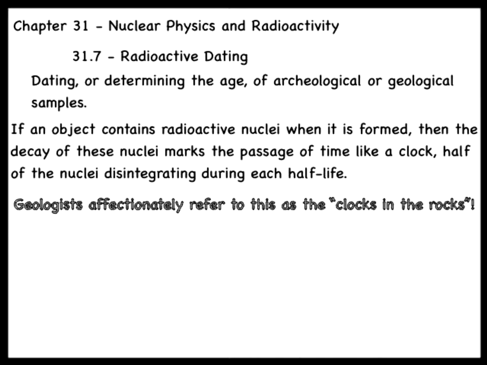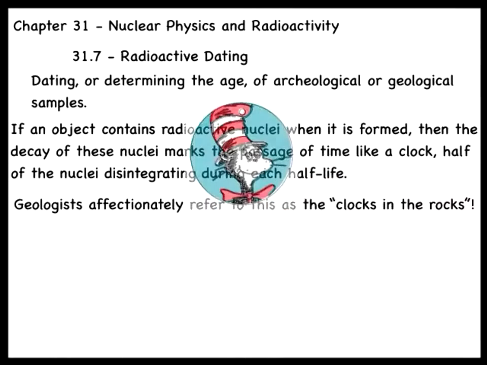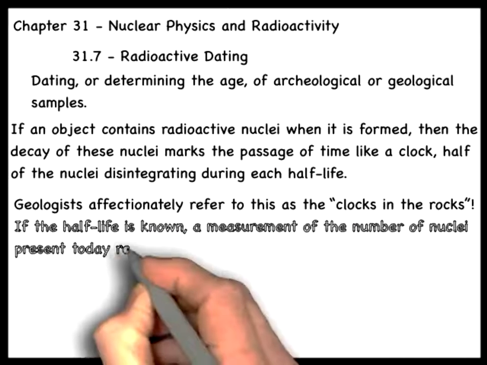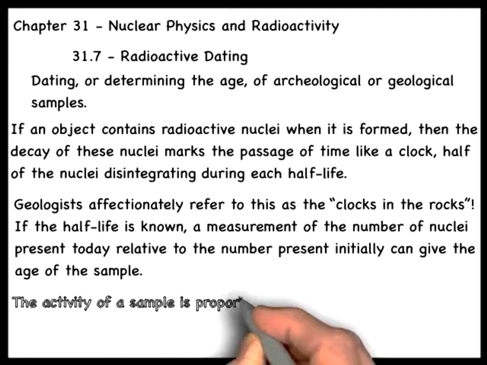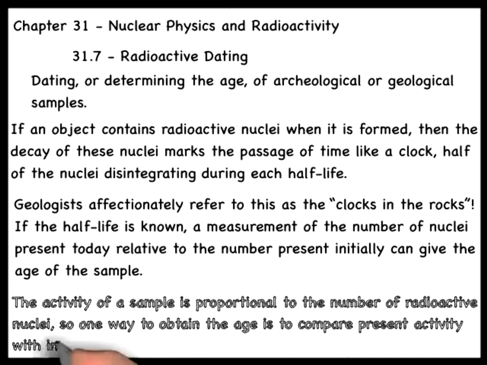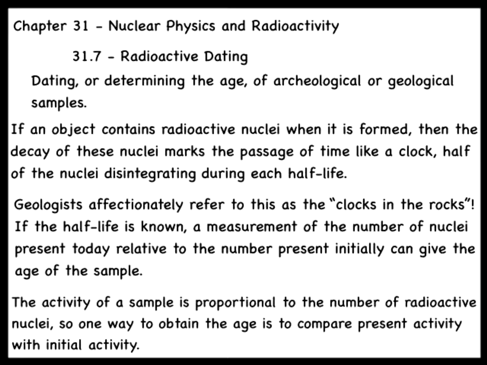Geologists affectionately refer to this as the clocks in the rocks, a description that would have made Dr. Seuss proud, no doubt. If the half-life is known, a measurement of the number of nuclei present today relative to the number present initially can give the age of the sample. According to equation 31.4, the activity of a sample is proportional to the number of radioactive nuclei. So one way to obtain the age is to compare present activity with initial activity. A more accurate way is to determine the present number of radioactive nuclei with the aid of a mass spectrometer.